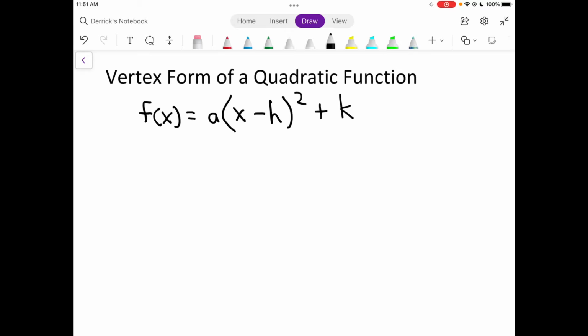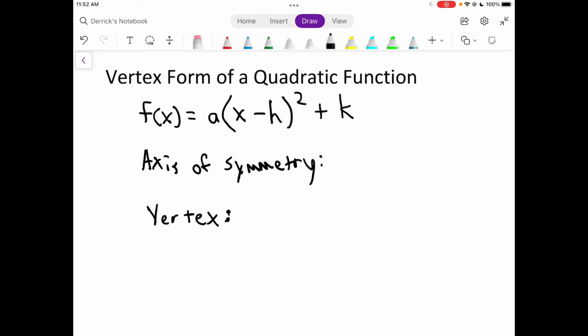So in this video we're going to talk about the vertex form of a quadratic function. The main things I'd like to talk about is how to find the axis of symmetry, as well as the vertex, as well as whether it has a minimum or a maximum. For now though, we'll start with the axis of symmetry and the vertex.